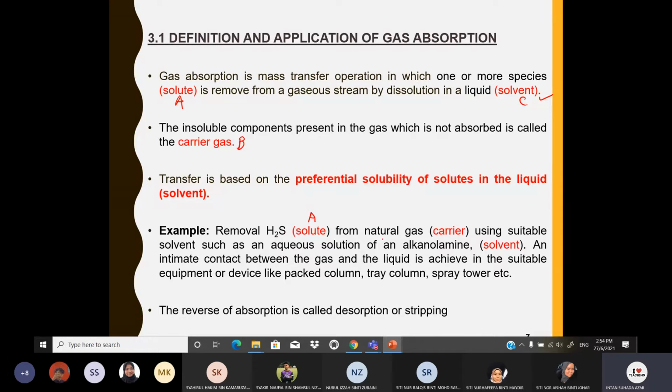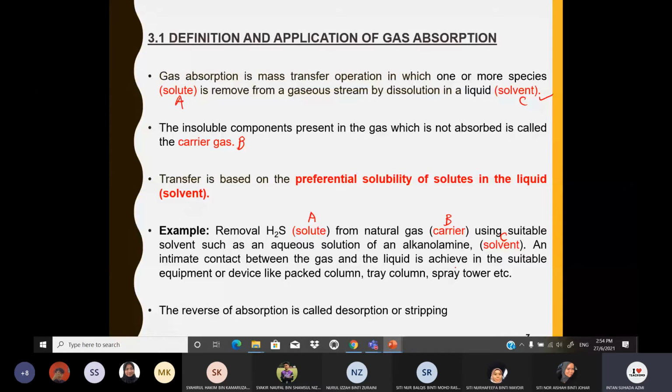Using suitable solvents such as an aqueous solution of an alkanol amine. So this is considered as your component C. An intimate contact between the gas and the liquid is achieved in suitable equipment or device like packed column, tray column or spray tower.